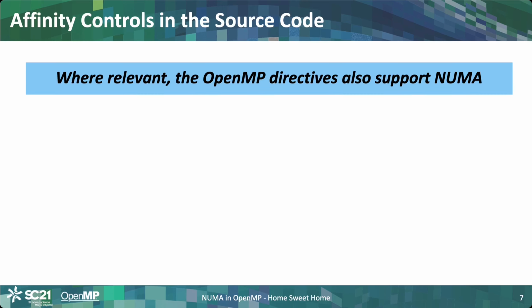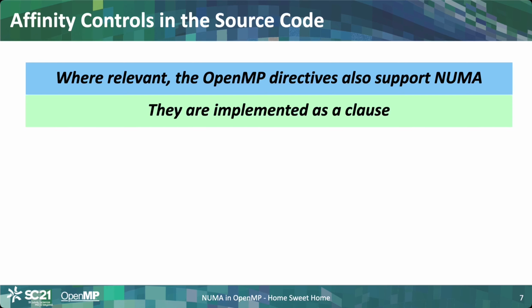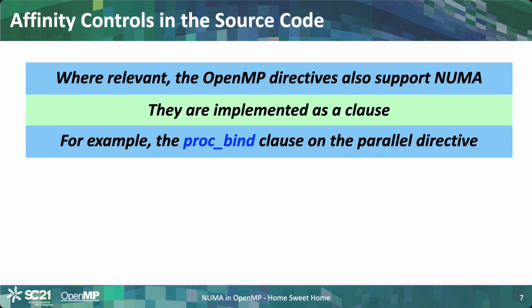Just wanted to mention before I continue with the rest, this is all at the level of the environment variables. You can go deeper. Where relevant, the OpenMP directives and constructs support clauses for NUMA. And often they are implemented as a clause. For example, there's the proc bind clause on the parallel directive. So when a parallel region is created, you can define the binding, like spread or close or whatever. So that's a very nice way. You can also do that if you have multiple regions. If it's nested, you can control that. So a very flexible mechanism at the source code level, just in case the environment variables are not specific enough.